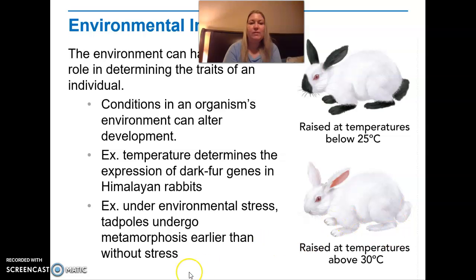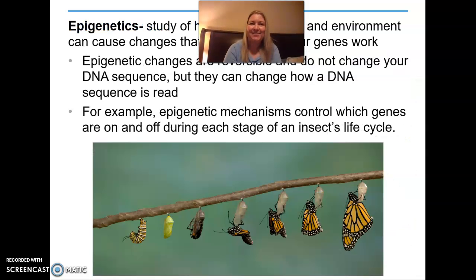We've also seen this in tadpoles as they metamorphose into frogs. If they are in a stressful environment, so less water, less food, not as good temperatures, they will actually undergo metamorphosis faster than those allowed to be in a more friendly environment.